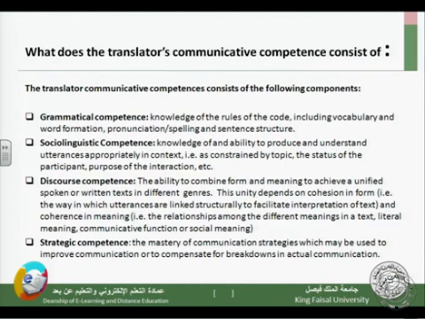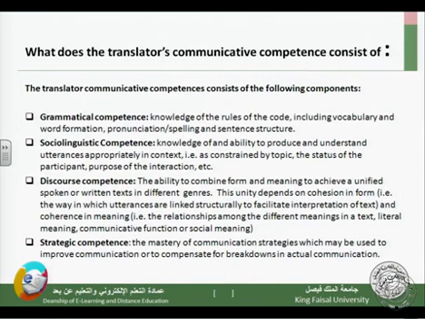Now, in addition to grammatical competence, you need to have sociolinguistic competence. Means knowledge of an ability to produce and understand utterances appropriately in context. You have to understand the context of the utterance or the context of the message. This is a sociolinguistic aspect of your competence.